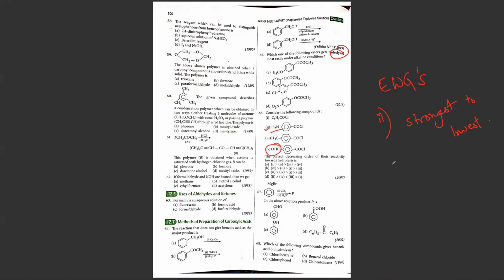The aldehyde group, because of the C double bond O, the carbonyl group, will tend to withdraw the electron towards itself. It has a carbonyl group, so it will pull the electron towards itself. Next will come your fourth one. Next is which one?